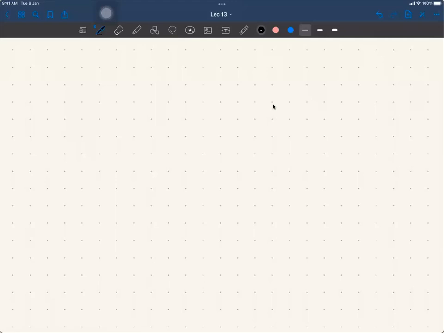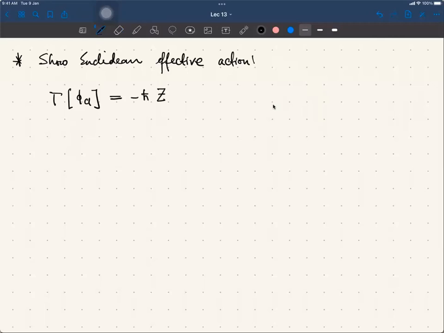Having calculated the generating functional for the connected graphs, let us now define the effective action in the Euclidean theories. So, the Euclidean effective action is given by Gamma(phi_CL) equals minus h bar Z(J) plus h bar J phi_CL.